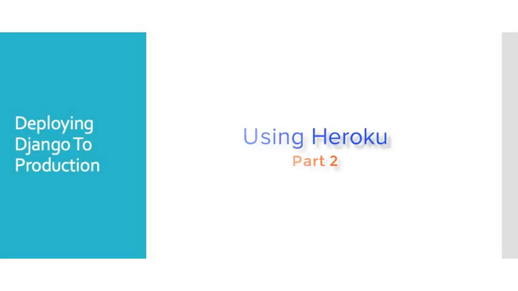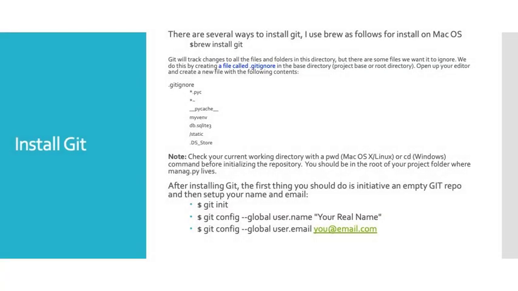Welcome to part 2 of deploying Django to production using Heroku. In this presentation, we'll talk about setting up Git, GitHub, and Heroku. Now we'll talk about installing Git and setting it up.